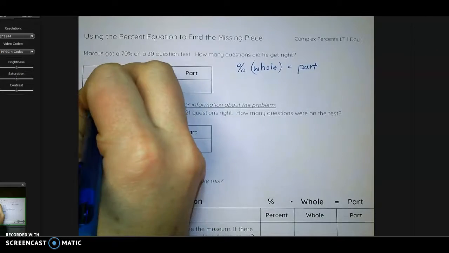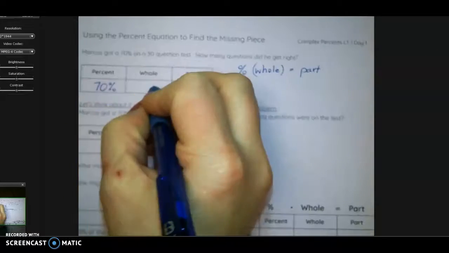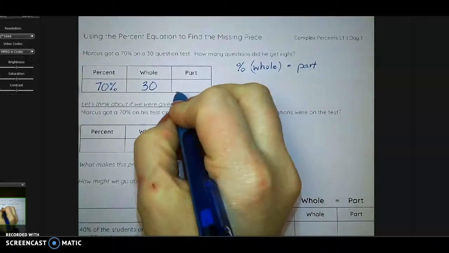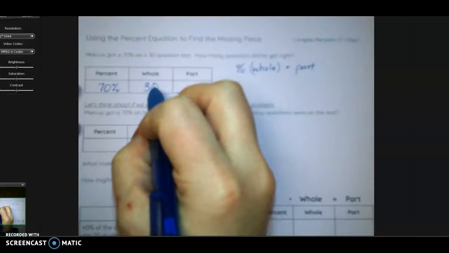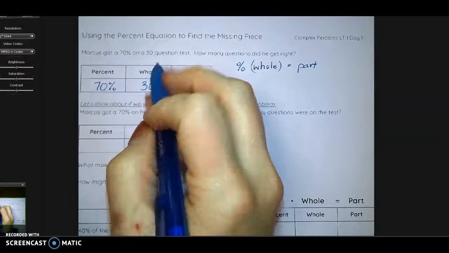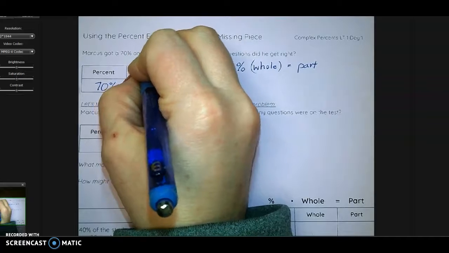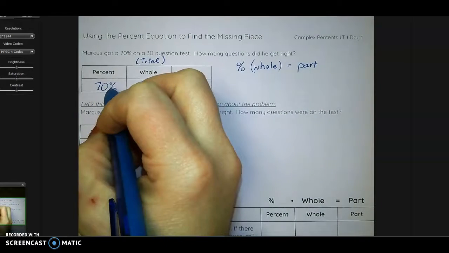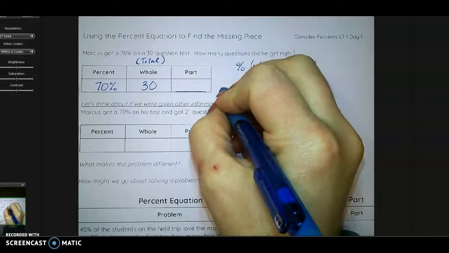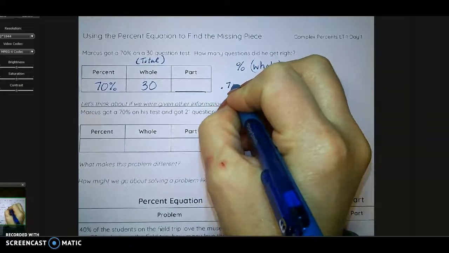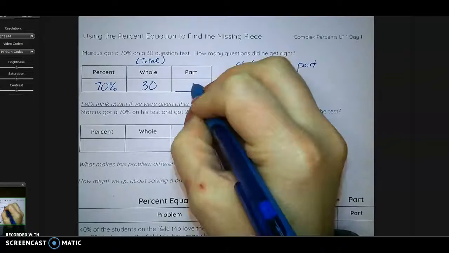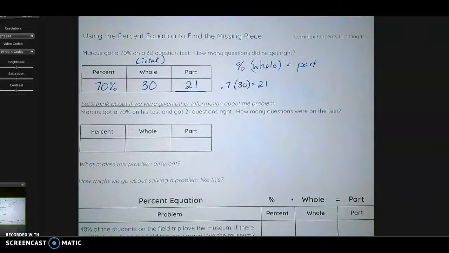Marcus got a 70% on a 30-question test. How many did he get right? So we knew how many there were in total, so the whole we can also think about as the total, and then 70% of that, so we would have said 0.7 times 30, and we would have gotten 21, so that meant we got 21 of the questions right.